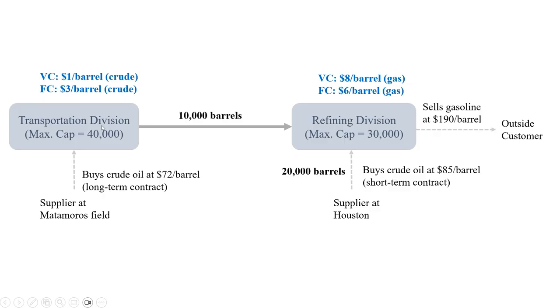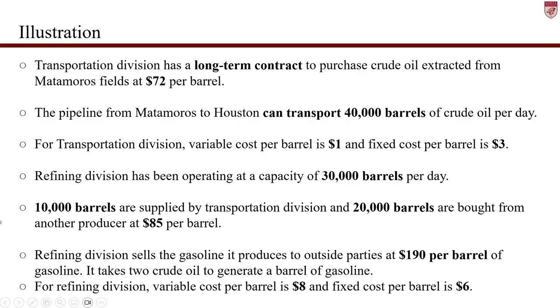Now, there's one more thing to be cautious about. When I say "per barrel," it's not always per barrel of crude oil. From the transportation division's side, it's per barrel of crude oil, whereas for the refining division, this means per barrel of gasoline. That's the difference.